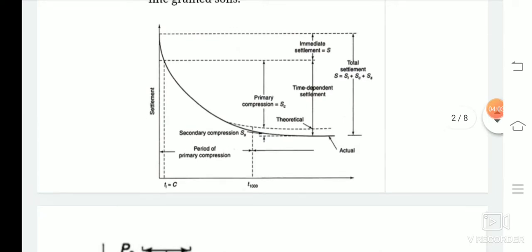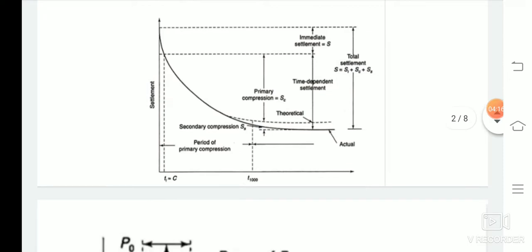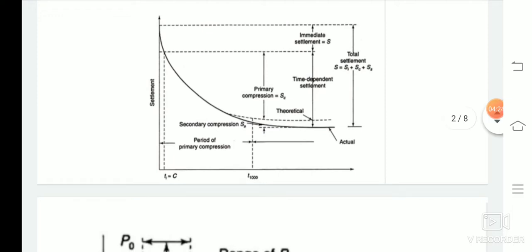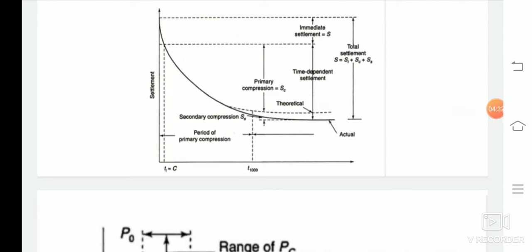Next is the time dependent settlement. As we can see, as the time is increased, a settlement graph is achieved where settlement is increasing in a non-linear fashion. So, this total settlement after the immediate settlement is over is known as time dependent settlement. Among this time dependent settlement, the first dotted portion falls under primary compression or SC or primary settlement, and the second dotted portion falls under secondary compression. Together, they make the total settlement curve.